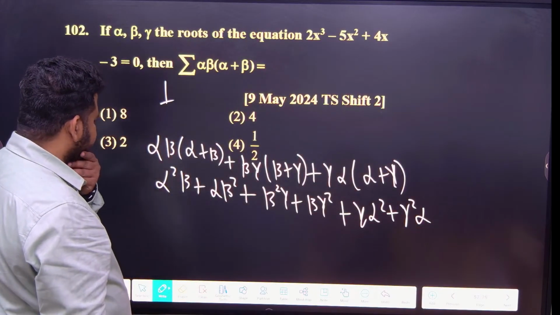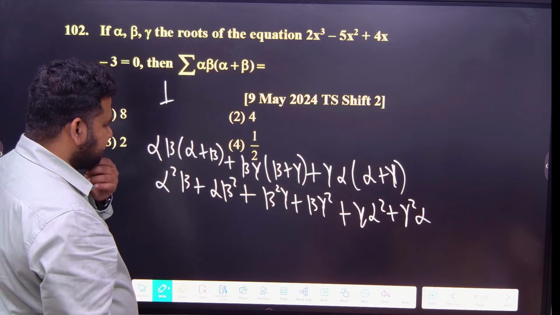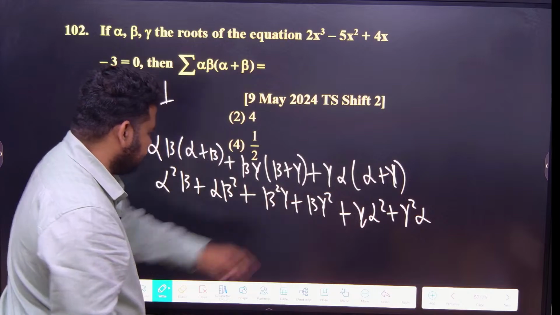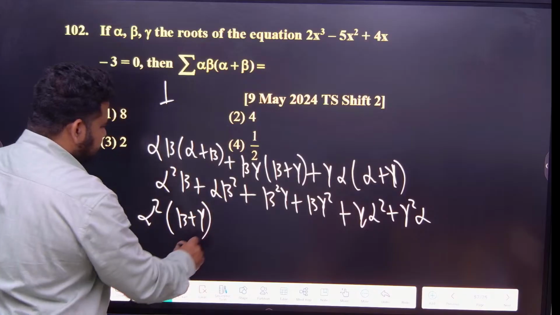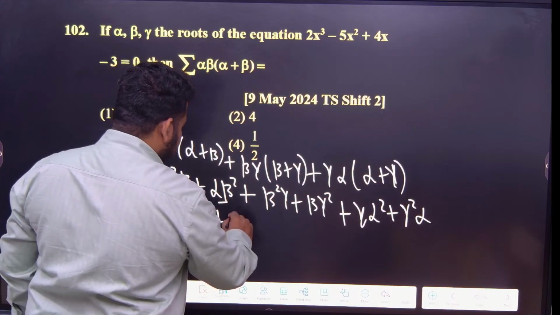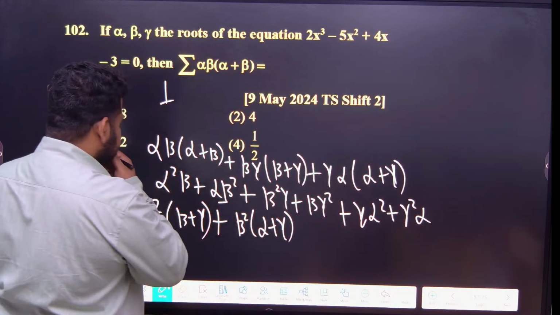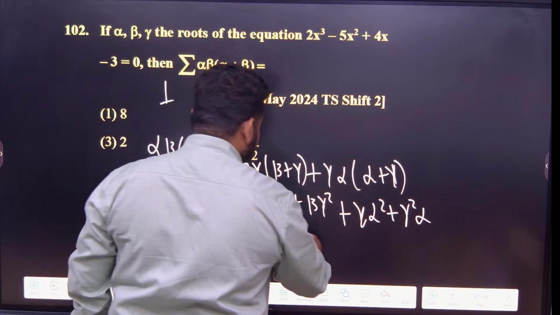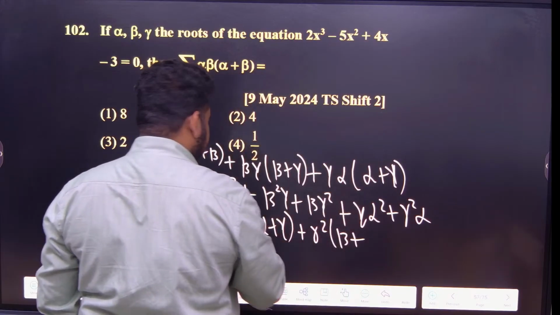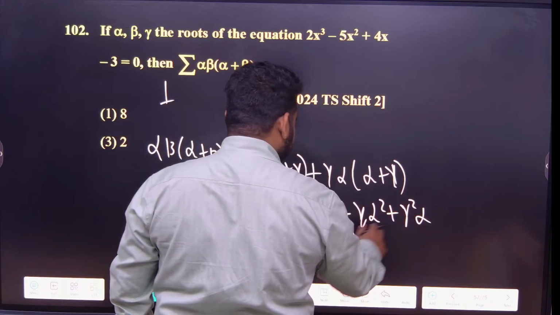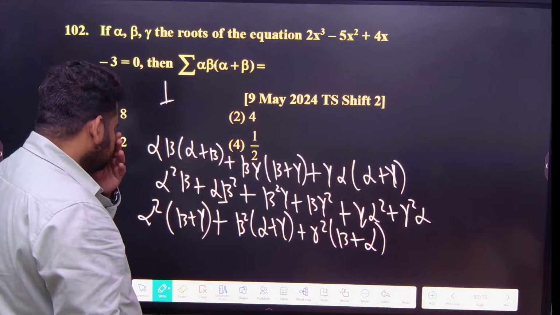Now what we can do further? Wherever alpha square is there, I can write it. So alpha square is there here and here. So alpha square into what I can write? Beta plus gamma. Next beta square, here beta square, beta square into alpha plus gamma, then gamma square into beta plus alpha. Correct na? Gamma square into beta plus alpha. This is what we have written.